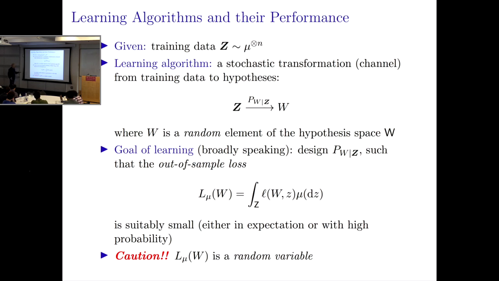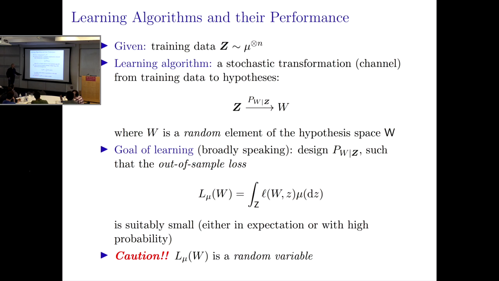So the goal of learning is to design this channel, this transformation, in such a way that, suppose somebody hands you a fresh realization of Z that you haven't seen before, sampled independently from the same distribution. But now you've generated this capital W, and then you use that as your action. So you take this action. Notice that this averaging with respect to Z represents this idea that on a fresh sample, this is going to be your performance.